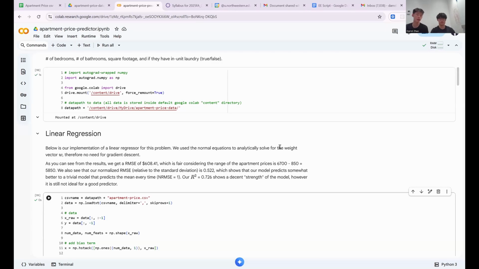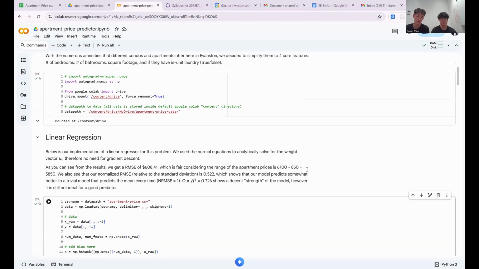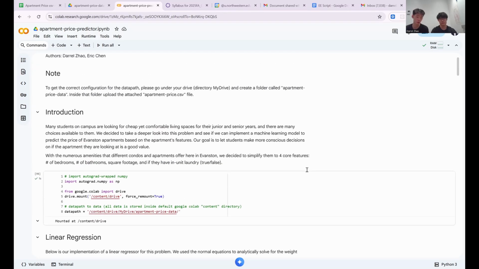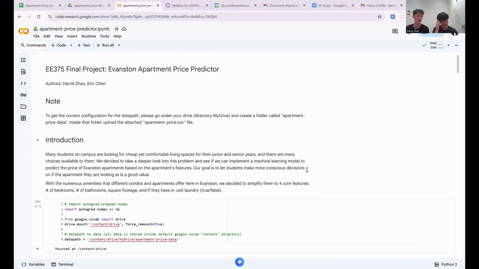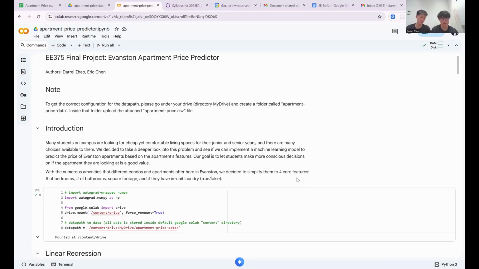So for our project, we decided to build an apartment price predictor for apartments around Evanston for first-time renters, like Northwestern students, to find if their apartment is a good value or not. We decided to collect data manually as we weren't allowed to use web scrapers given many terms of use policies. So we collected around 50 data points, as around 30 data points is when the central limit theorem kicks in, and past that is a bit more of a buffer.